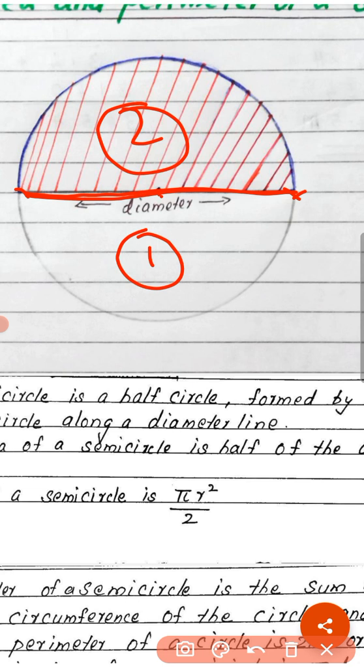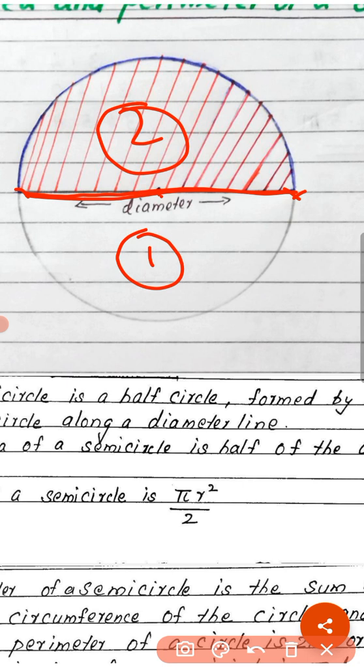Such that they are equal in area. The area of two halves are equal. These two halves are two semicircles. Semicircle means half of a circle. So its area is half of the area of a circle.